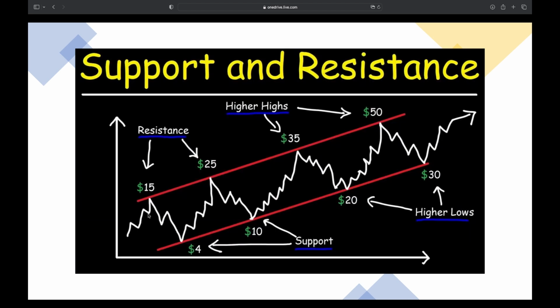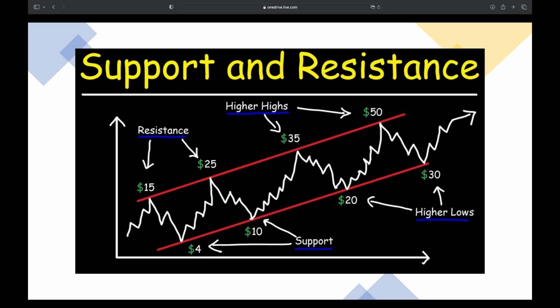Support and resistance can also form diagonally. As you see, it bounced off resistance. It came down to support. It bounced off resistance, support, resistance, and it's on an uptrend. You see that, right?